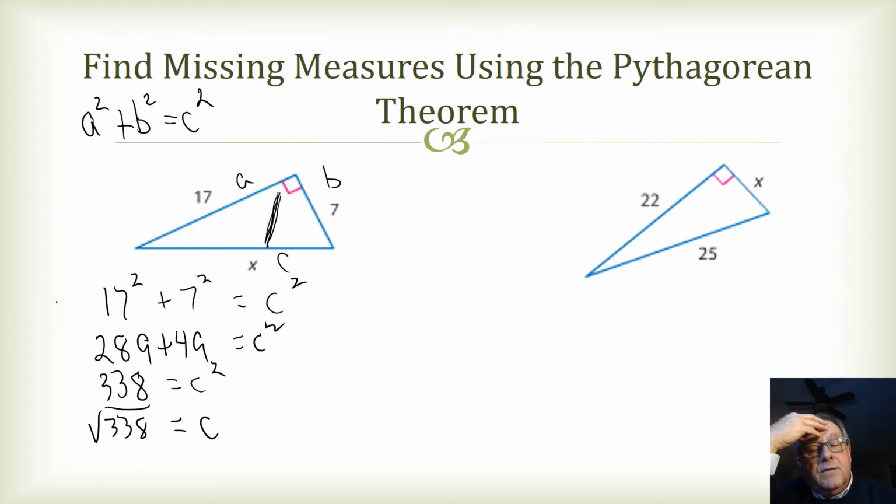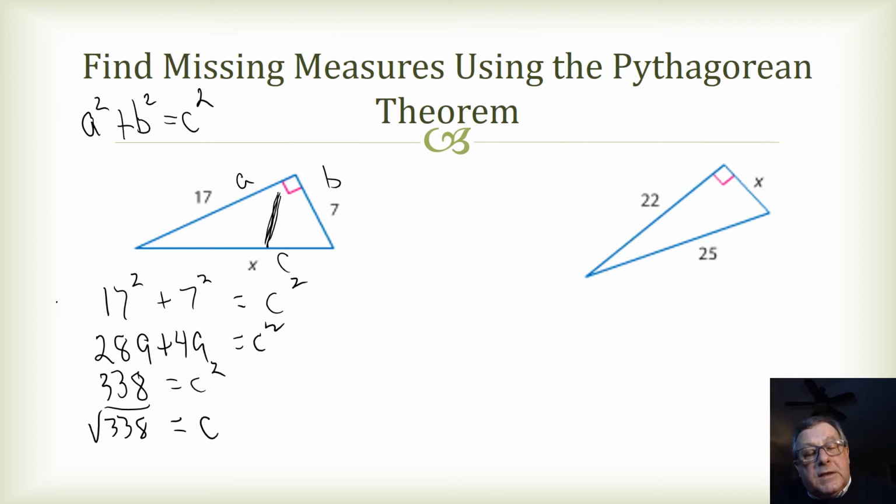7. 7's not going to do it. 8, 9, 10, 11. 11's not going to make it. Let's try 13. I was going by prime numbers, by the way. 338 divided by 13. That equals 26. That's 13 times 2. Okay.